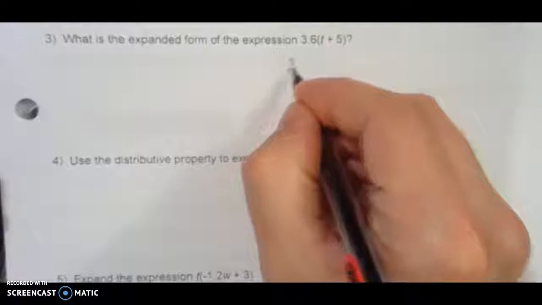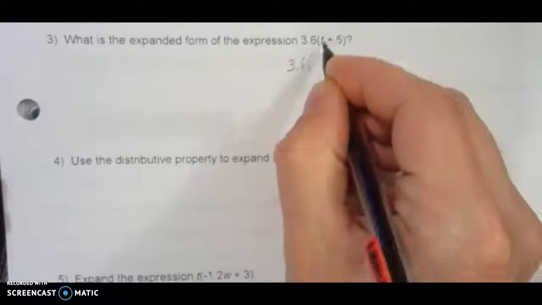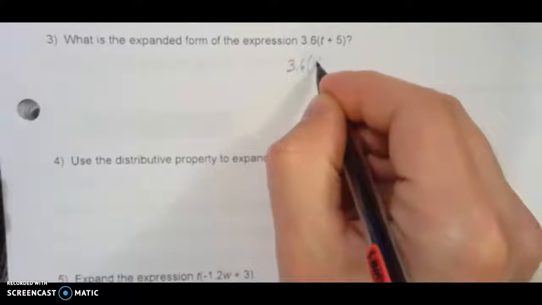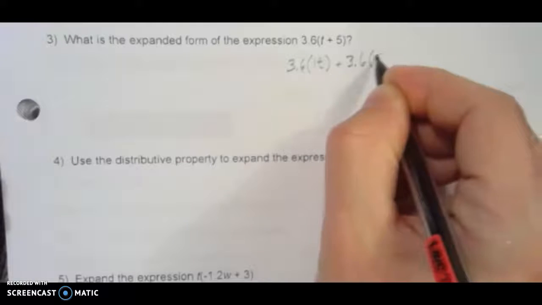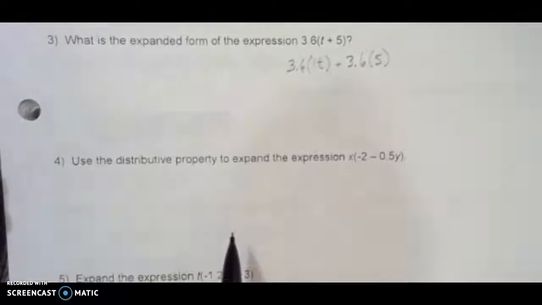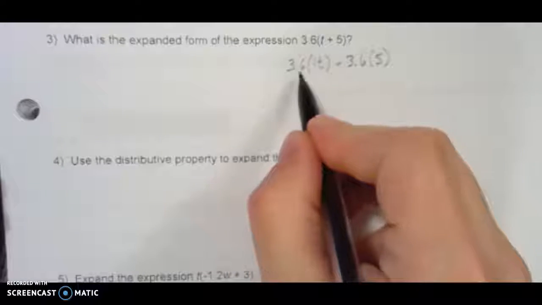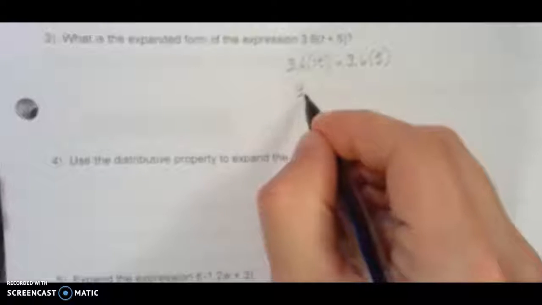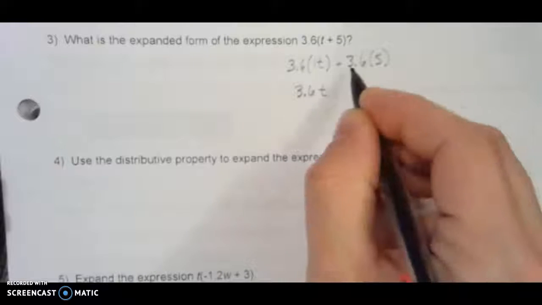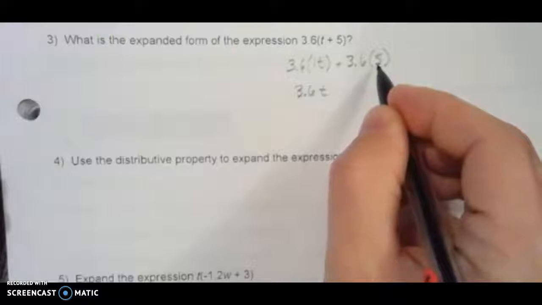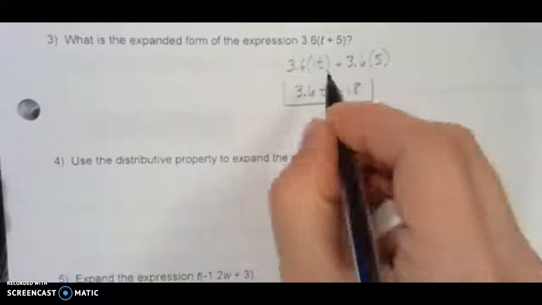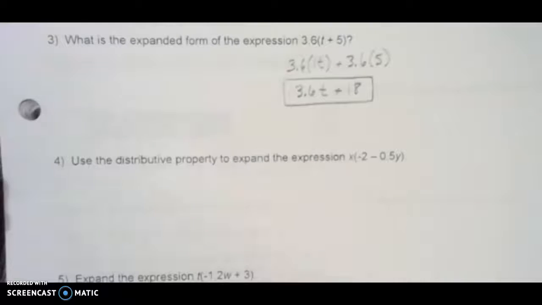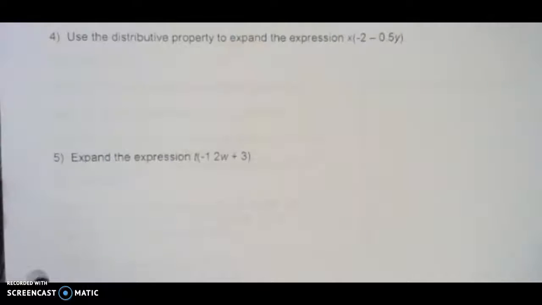I'm going to do 3 6/10 times t. T has a coefficient of 1, so 1t, plus 3 6/10 multiplied by 5. And now I'll go ahead and multiply. 3 6/10 times 1t is 3 6/10 t. 3 6/10 times 5 is equal to 18, so I'm going to have plus 18, giving us an expanded form of 3 6/10 t plus 18.